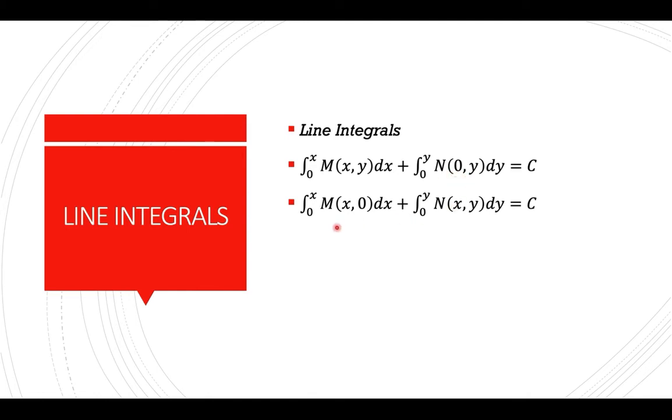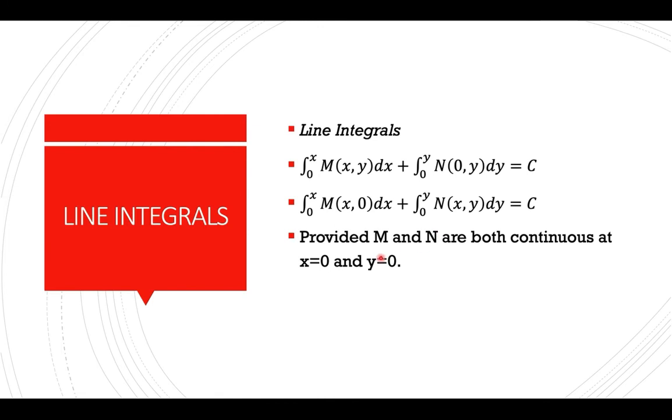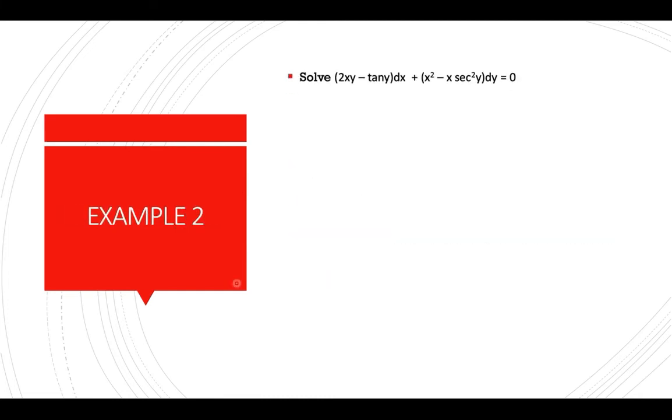And then in the second form, from M(x,y) you replace y by 0, and then retain the function N of (x,y), provided that using these two line integrals M and N should be continuous at x equals 0 and y equals 0. Okay, so let's solve the same equation.